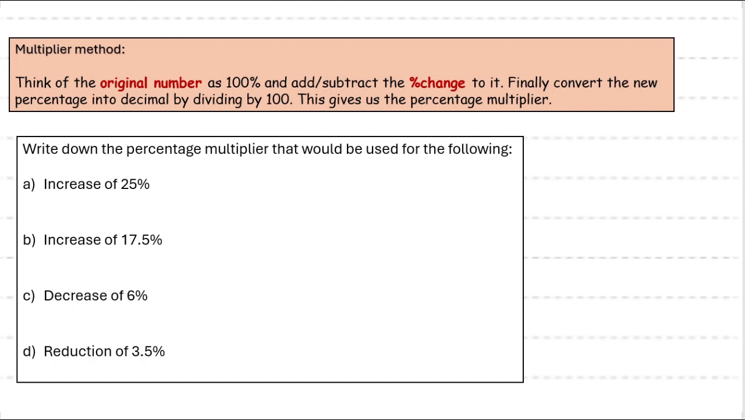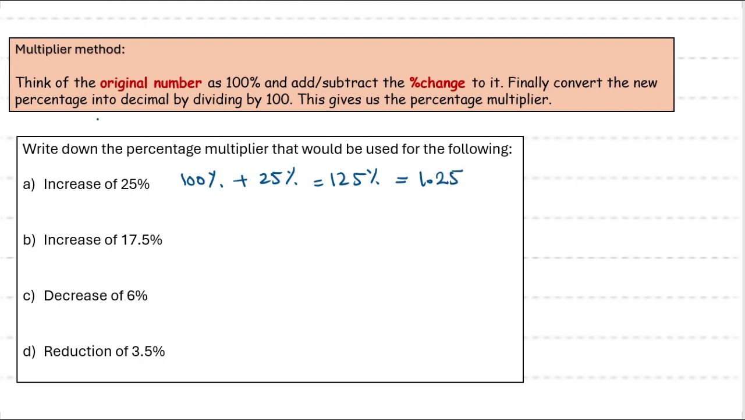Let's look at a few examples in the box. Write down the percentage multiplier that will be used for the following. Increase of 25%. So the multiplier would be the original number 100% plus 25%, and that gives us 125%, which when we divide by 100, that gives us a decimal of 1.25.